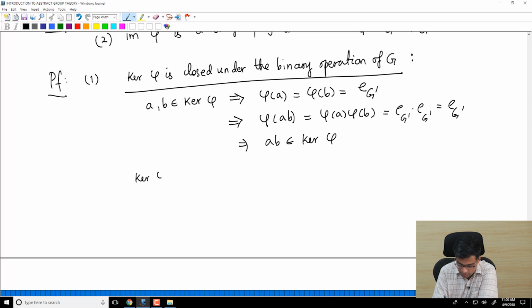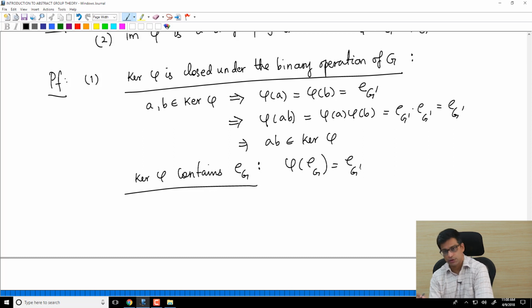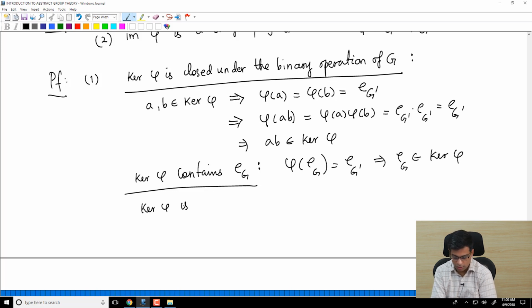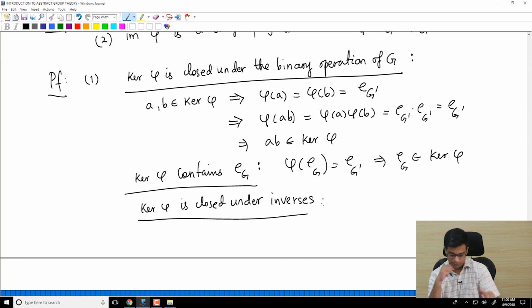Kernel phi contains EG. This is very easy, because what is phi of EG? By the previous proposition, this is EG prime. So that means EG is in kernel phi. Finally, kernel phi is closed under inverses. This is the third property that we require for a subgroup.